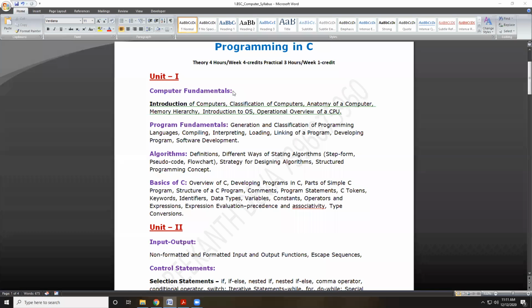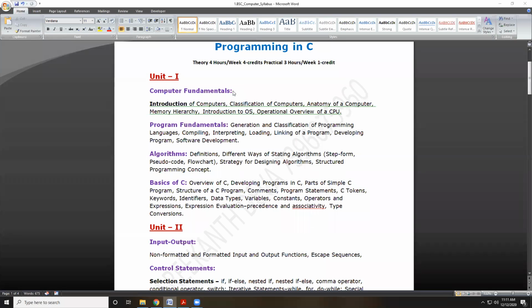CPU stands for what? Central Processing Unit. Okay, so in unit 1, what is the first topic? Computer fundamentals. There we try to discuss computers from scratch. What is a computer? What is the abbreviation of computer? Characteristics of computers, advantages, disadvantages of computers, classifications of computers, anatomy or block diagram of a computer, what is memory, different types of memories, primary memory, secondary memory. Again, primary consists of what, the different types of primary memories, different types of secondary memories.